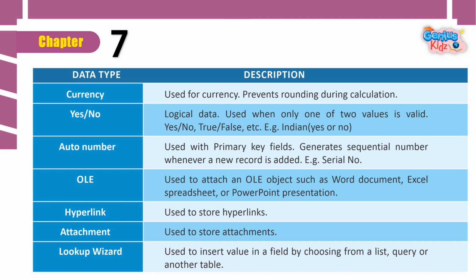Auto number. Used with primary key fields. Generates sequential number whenever a new record is added. For example, serial number. OLE. Used to attach an OLE object such as Word document, Excel spreadsheet, or PowerPoint presentation. Hyperlink. Used to store hyperlinks. Attachment. Used to store attachments. Lookup wizard. Used to insert value in a field by choosing from a list, query, or another table.